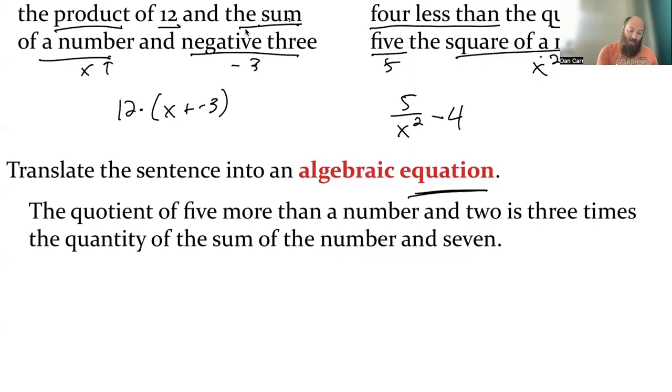For the next one, one of our key things here when we talk about an algebraic equation is that there is a key word to make it an equation, and that word is "is." When you see "is" in a math sentence like this, that means it's an equal sign. Everything else, we're just going to go through step by step and try to write down what we're reading there.